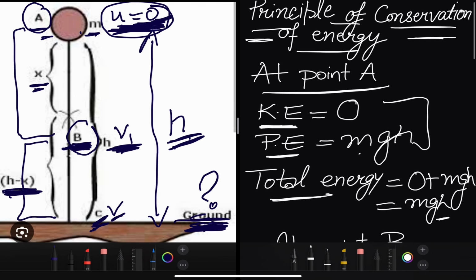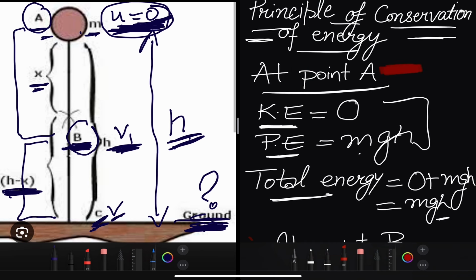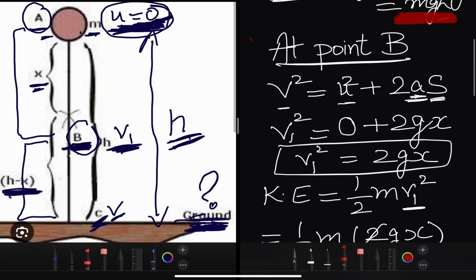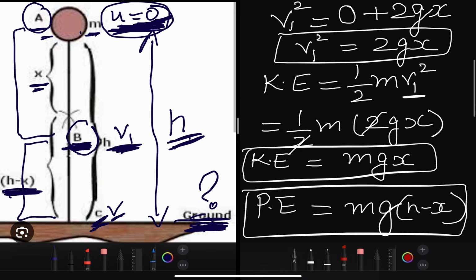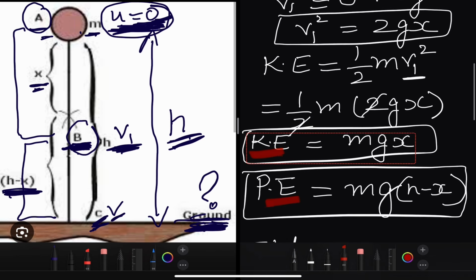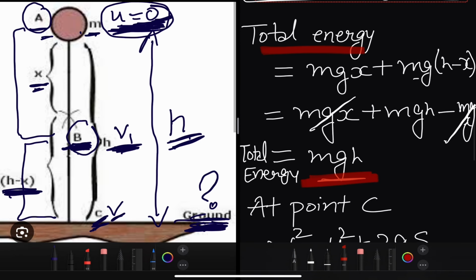Look here, at point A, the total energy what we are getting? mgh, which is a sum of kinetic energy and potential energy. At point A, the total energy is mgh. We go further, we calculated the total energy at point B. Again we calculated kinetic energy, potential energy. Then what did we get as their total energy? Again we got the answer mgh.